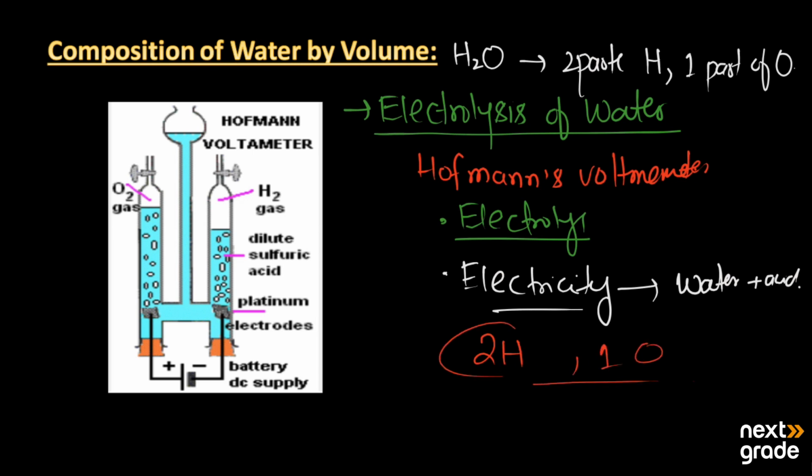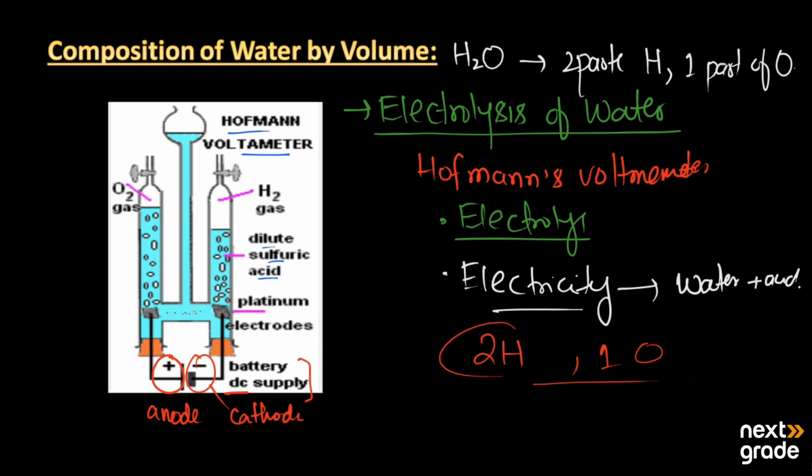So let's have a look at this simple experiment. This is the Hofmann voltameter. Here we have the dilute sulfuric acid, and it is attached to the battery. The positive end is the anode, and the negative end is known as the cathode. It is attached to the battery, which is a DC supply, or direct current. When they are attached, it is filled up with the electrolyte, and the water is added.